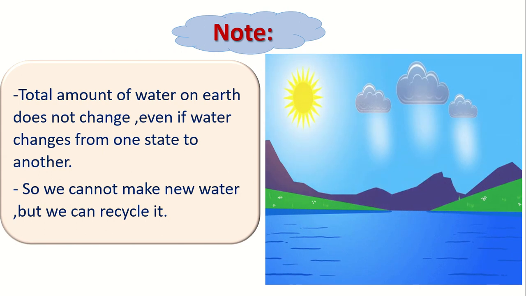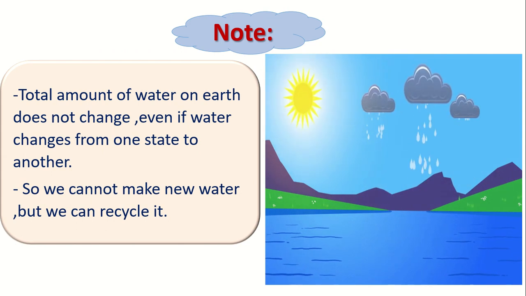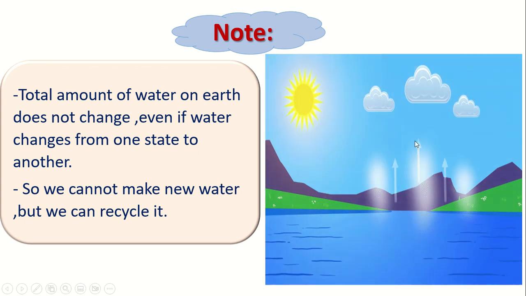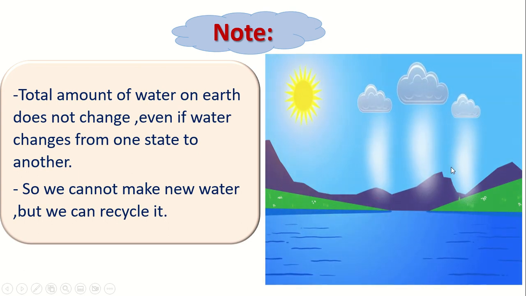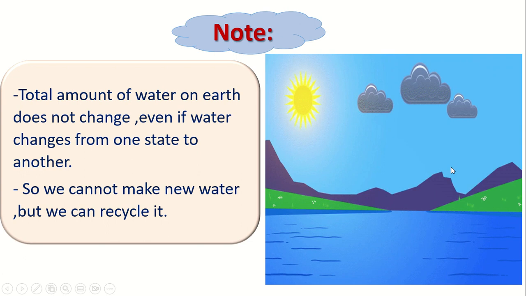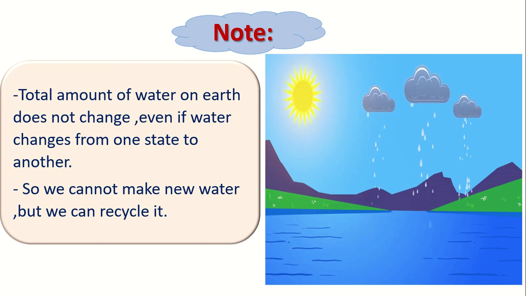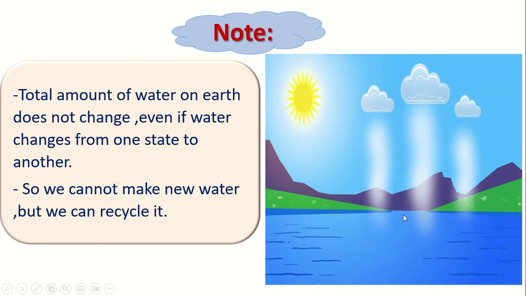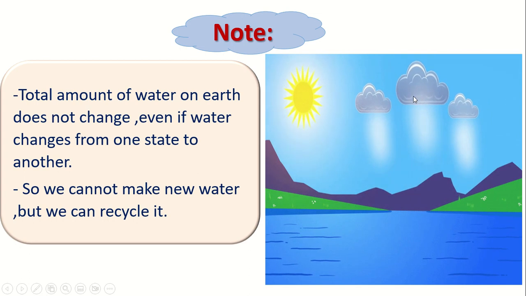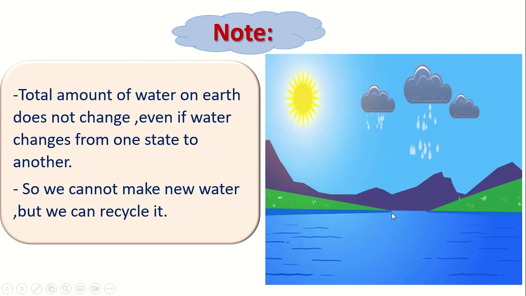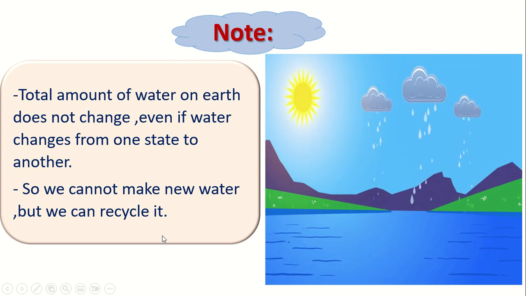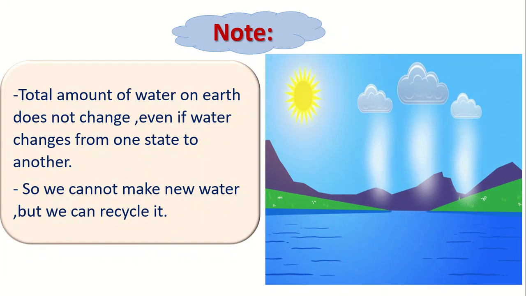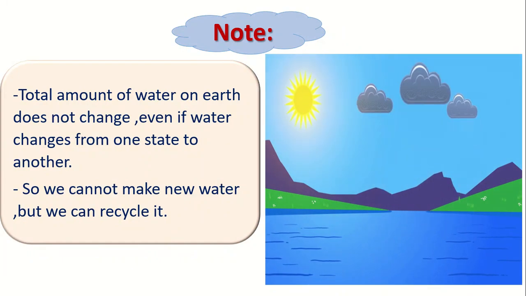The total amount of water on the earth doesn't change. That means that the 3/4 of the earth, or the percentage of water on the earth, doesn't change. It's fixed. Why? Because the water is not finishing. It's only changing from one state into another. The water evaporates. After that, it rains again and turns into liquid again. So the total amount of water on earth doesn't change. That's why we cannot make new water, but we can recycle the polluted water.